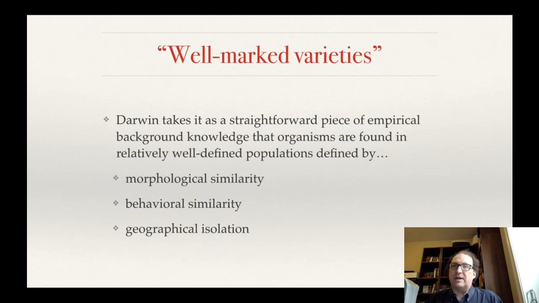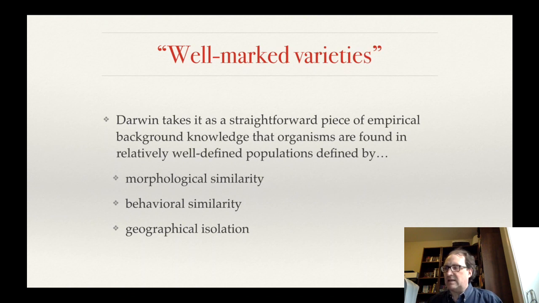This is a puzzle if we take it as given that the two species must have been created to fit some particular range. What's going on when they overlap with each other? Why are there two? Why not one of them, whichever one works better? And this then leads Darwin to this crucial insight that perhaps there really isn't any such thing as a species. There are merely well-marked varieties.